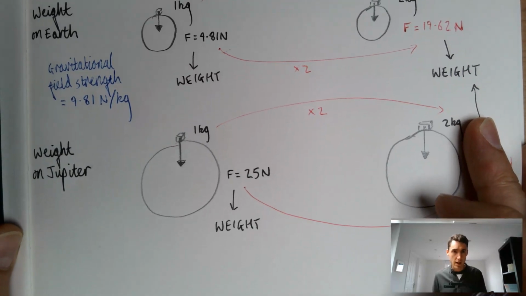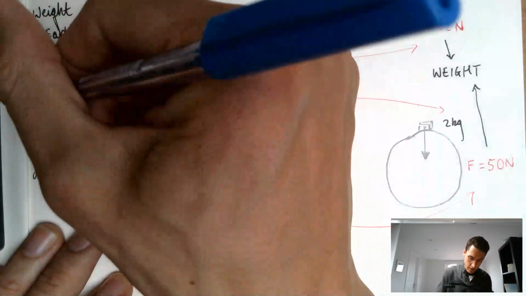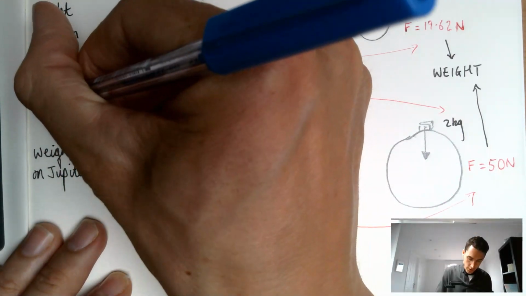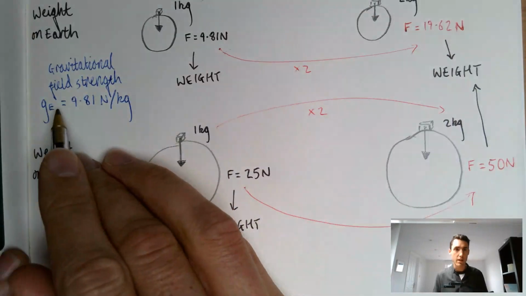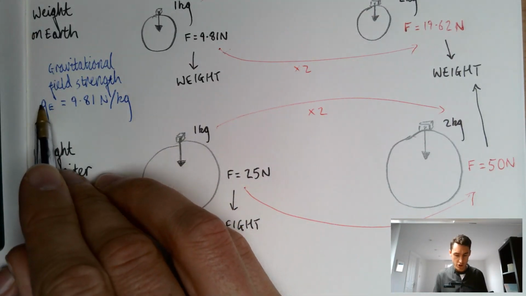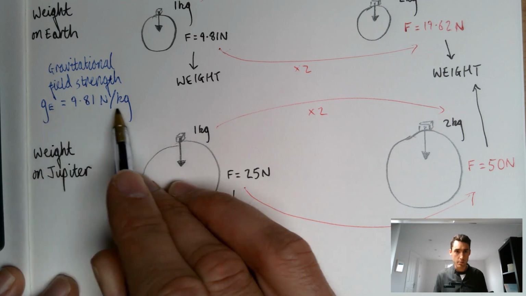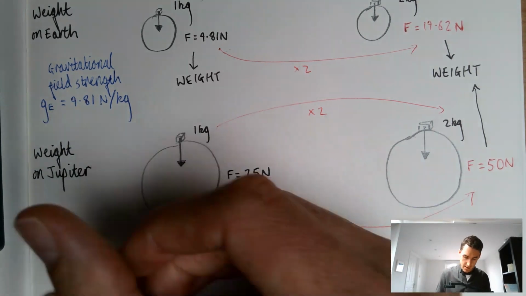And then you might want to, by the way, shorten it to a lowercase g with an e for Earth. So this is the g, the gravitational field strength on Earth is 9.81 newtons per kilogram, because this is going to save you time here.